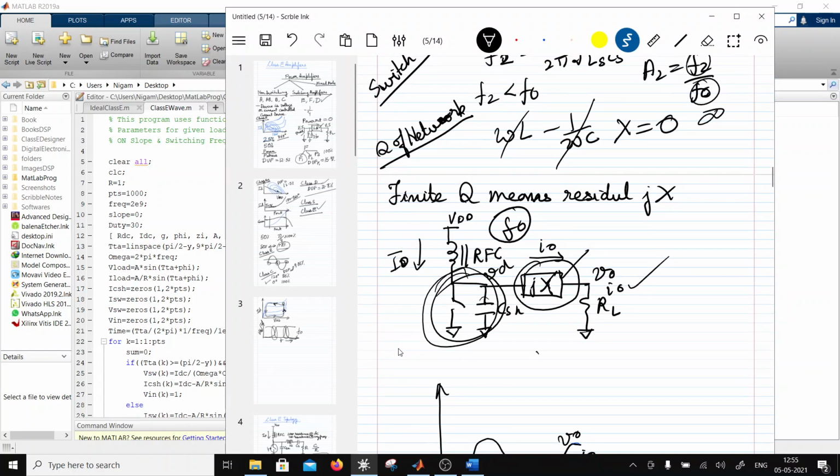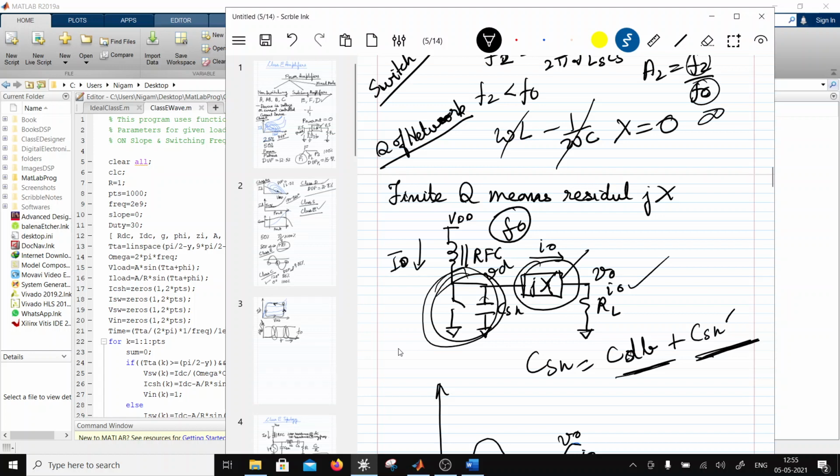Now this CSH has two parts. One is going to be CDB of the device, and then you are going to have CSH dash. So this is the external capacitance which you are going to add. CDB is the output capacitance of the device. So if the output capacitance of the device is larger than the computed CSH, then you will not be able to design this Class E.